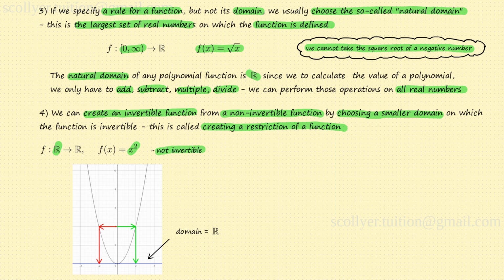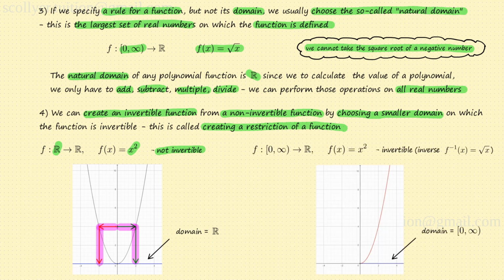And that's because, for example, the number 4 could be produced by squaring positive 2, or alternatively, by squaring negative 2. On the other hand, if we create a function with the same rule x squared, but a different domain, the domain containing 0 and all positive numbers, then this function is invertible, and its inverse function is the function the square root of x. And that's because in this case, for example, if we look at 4, that can only have come by squaring the number positive 2. There are no negative numbers in the domain to consider.